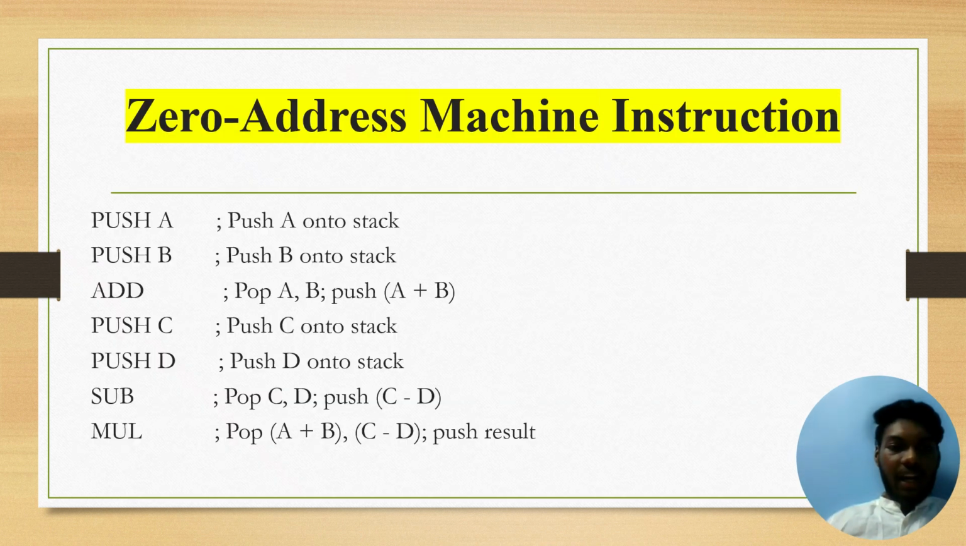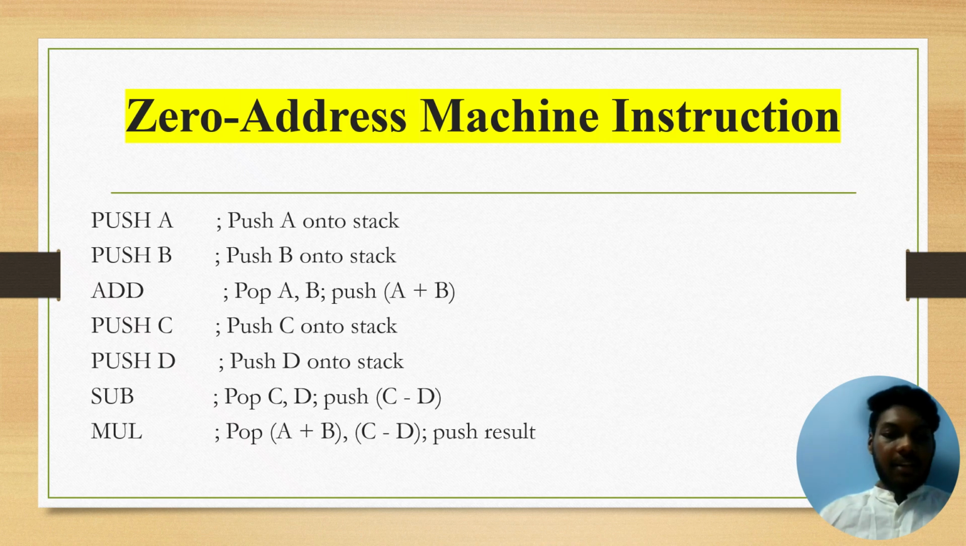Now let's look at how the expression A plus B times C minus D is executed step by step using machine instructions. Here's how the computation unfolds, simulating how a processor would handle it. Now I'll start with the zero address machine instructions. Push A. The first step is to push the value of A onto the stack. This means A is now stored and ready for computation. Push B. Next, we push B onto the stack. Now the stack contains A and B, ready for the addition operation.